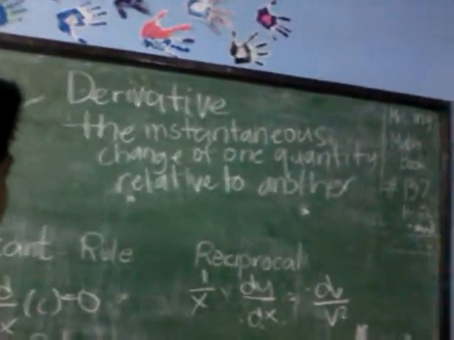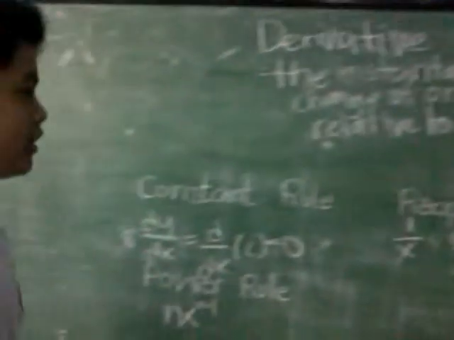So first, what is the meaning of derivative? Derivative is the instantaneous change of one quantity relative to another. So here I will discuss these three rules on finding the derivative of a function.